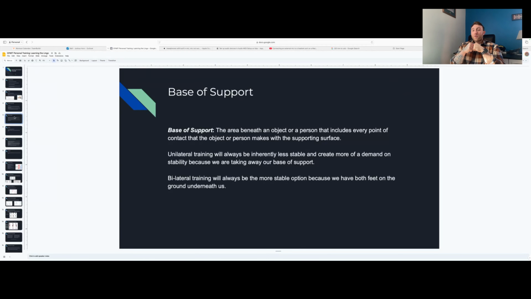If we have someone that we want to increase their base of support and afford them the most external stability, the more stability that they don't have to work for, we're probably going to lay them on something like the ground or a table. If someone is lying on their back, that's about as much stability as you're ever going to afford someone in a training setting, right? So that is an increased base of support. They're lying on the ground, their back, their hands, the back of their head, their legs, everything is in contact with the ground, right?